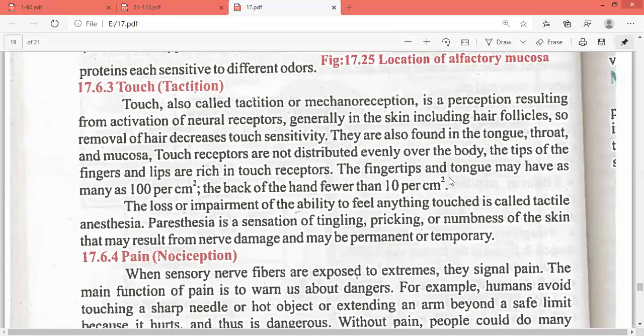The fingertips and tongue may have as many as 100 per centimeter square, the back of the hand fewer than 10 per centimeter square.